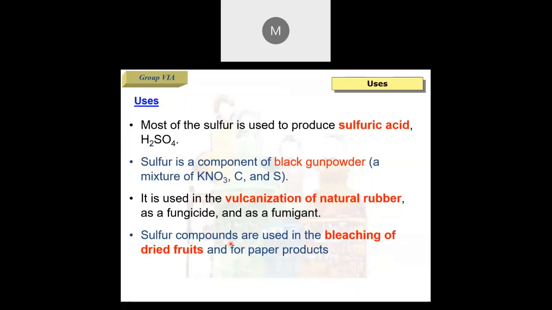Sulfur compounds are used in the bleaching of dry fruits and for paper products. Many of the fruits are bleached especially when they are being transported to other countries, for instance. So they have to be kept properly so that they can be safe and will not get spoiled when they reach their destination. Please find out how the bleaching of dry fruit works, and for paper products as well.